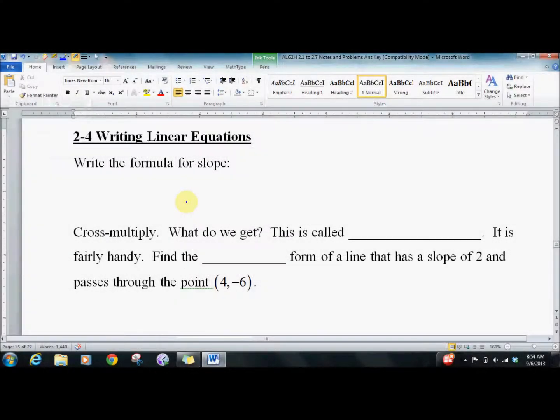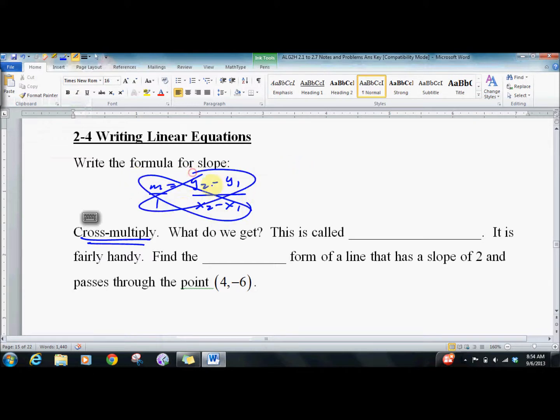Lesson 2.4, writing linear equations. Let's write the formula for slope. m equals y2 minus y1 over x2 minus x1. Let's cross multiply. We get y2 minus y1 equals m times x2 minus x1.